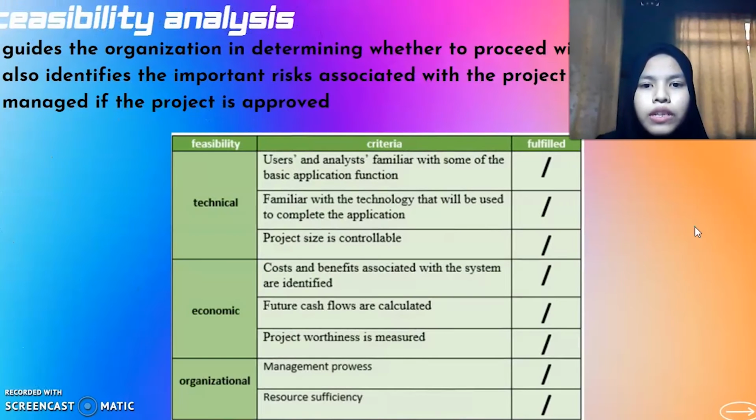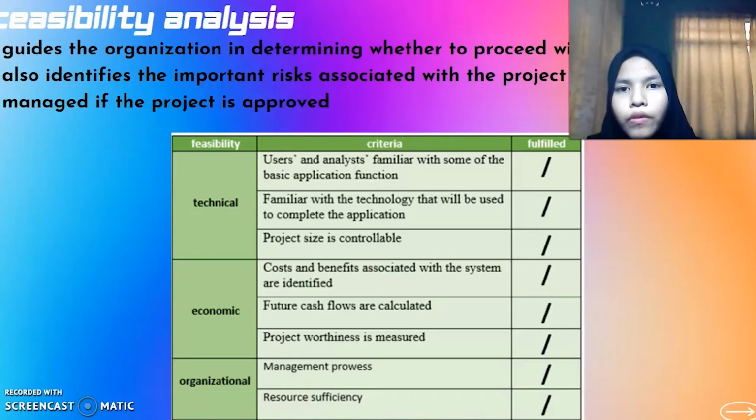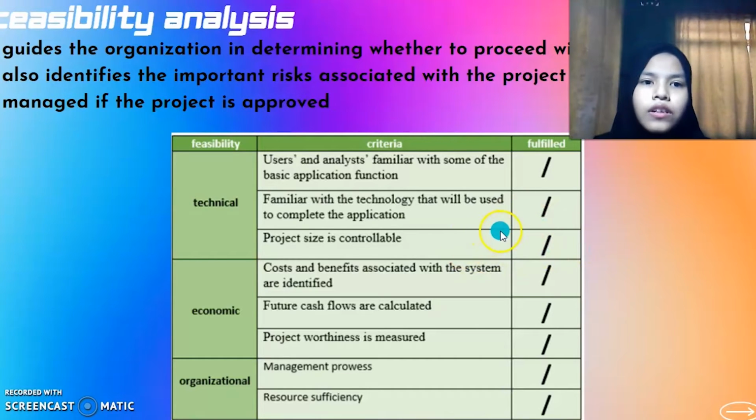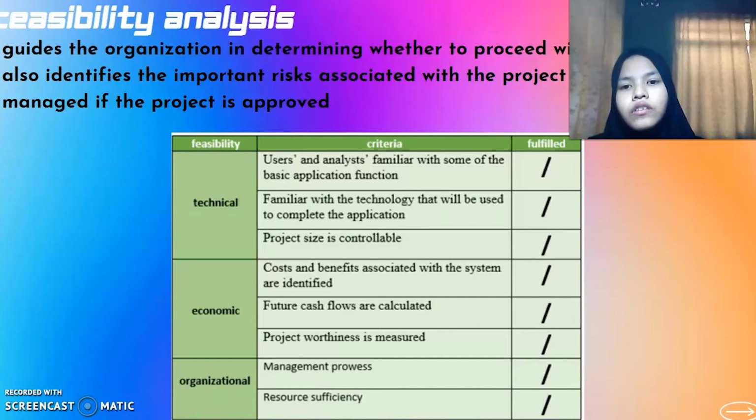We go to the feasibility analysis. Feasibility analysis guides the organization in determining whether to proceed with this project. It also identifies the important risks associated with the project that must be managed if the project is approved. So this is the table of the feasibility and their criteria, whether fulfilled or not.